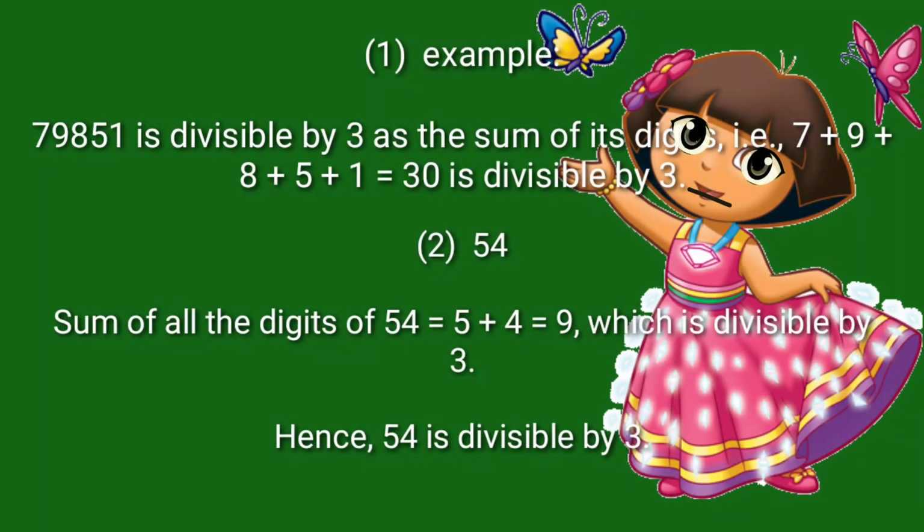Example 2, 54. The sum of all the digits of 54 is 5 plus 4 is equal to 9, which is divisible by 3. Hence, 54 is divisible by 3.